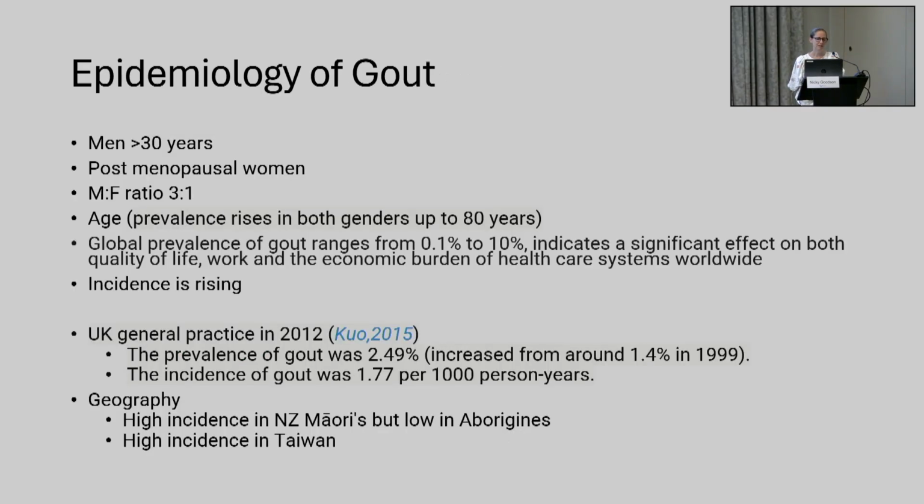So epidemiology of gout predominantly affects men within working ages, but can affect postmenopausal women. There is still an increased male to female ratio, and the prevalence of acute attacks of gout rises in both genders up to the age of 80, where it plateaus. And the global prevalence of gout ranges from 0.1% to 10% in the adult population.